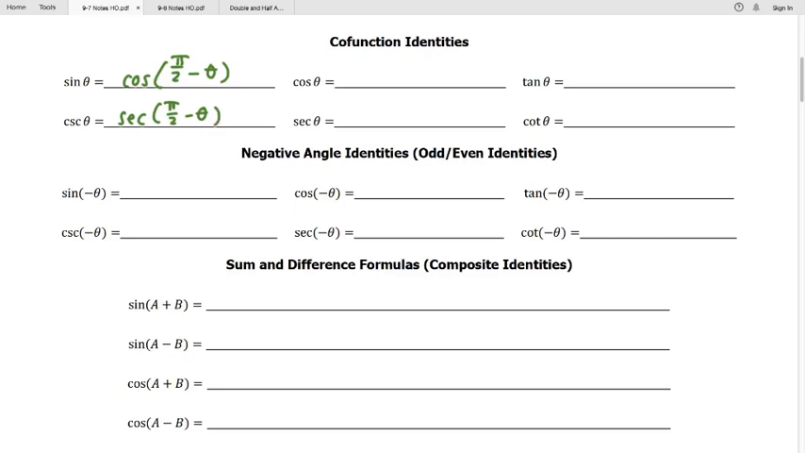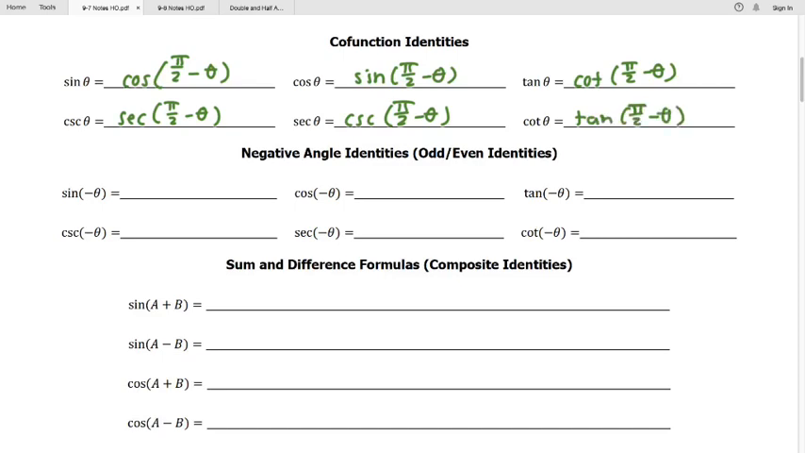The cosine of theta can be rewritten as the sine of pi over 2 minus theta. Secant can be written as the cosecant of pi over 2 minus theta. And then tan and cotan, we're just going to swap. That's the cotangent of pi over 2 minus theta, and cotan is the tangent of pi over 2 minus theta.